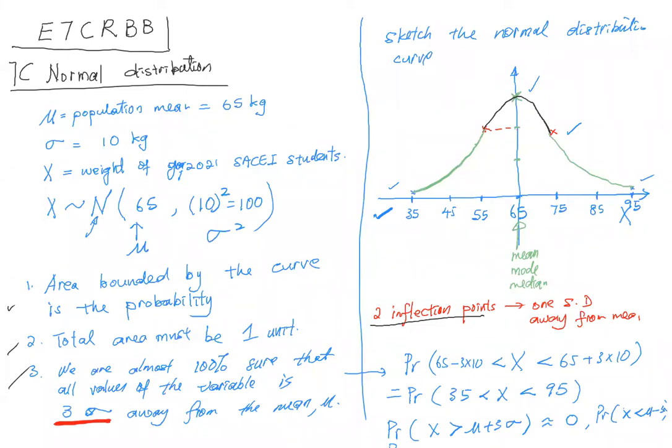Okay, now, everyone, are you okay? Normal distribution, bell shape. Mean, median, mode is there. Where is the location of the inflection point? 1 standard deviation away from the mean. We are almost 100% sure that, so this is approximately 1. Not exactly 1.